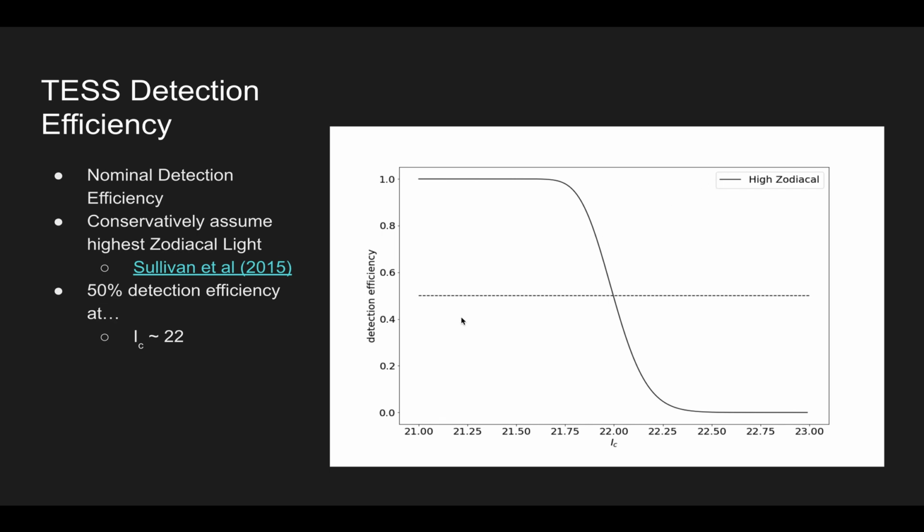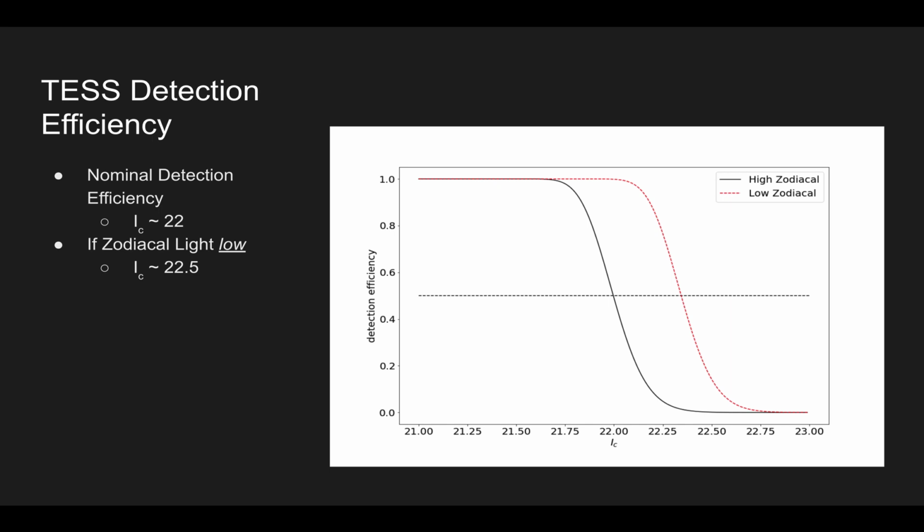And then if we do that, for objects that are around 21st magnitude or so, we're going to be able to detect those with almost 100% efficiency. And then as the objects get fainter, by the time we get down to around 22nd magnitude, we've dropped down to about 50% detection efficiency. So even in a fairly conservative limit, we're going to be able to detect 22nd magnitude objects.